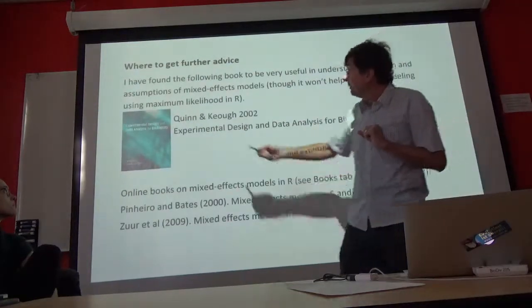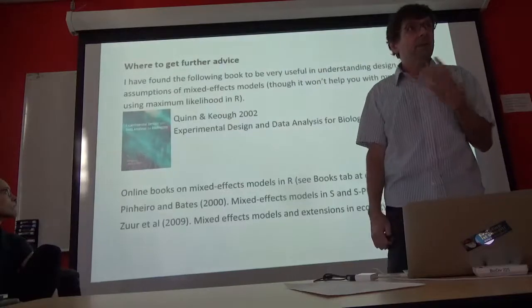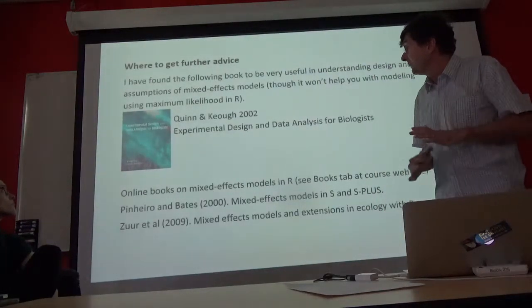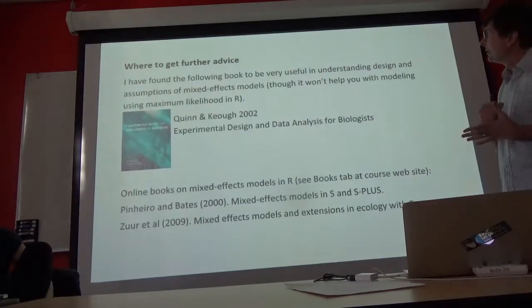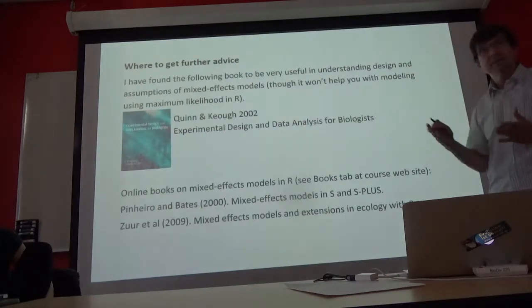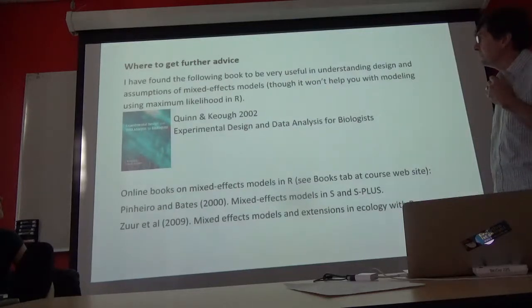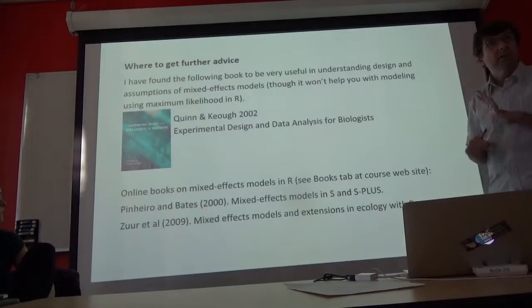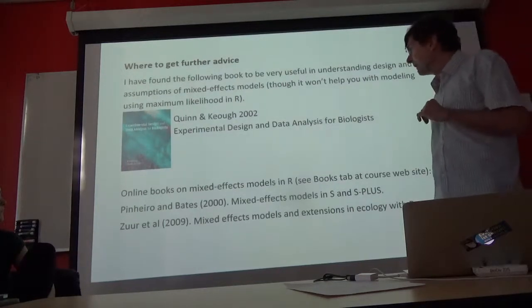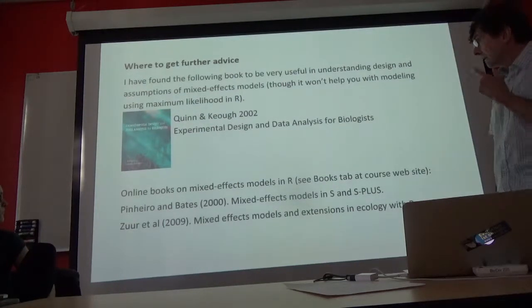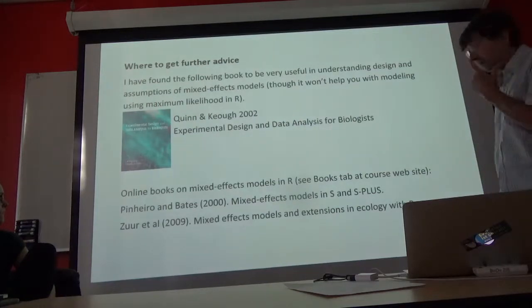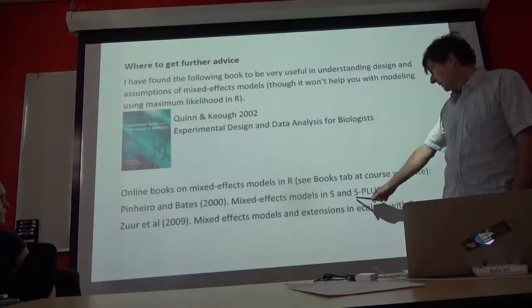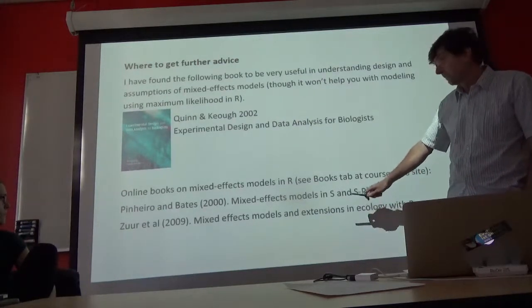And I learned about this from reading Quinn and Keough, which in my mind is a very clear explanation of what sphericity is and why it might potentially be an issue in repeated measures designs that involve consecutive measures in the same order for all individuals. It doesn't talk about R at all, it's just basic stats books. There are also a number of online books available on linear effects, or mixed effects models, and I've got links to a couple of them on the website for the course.